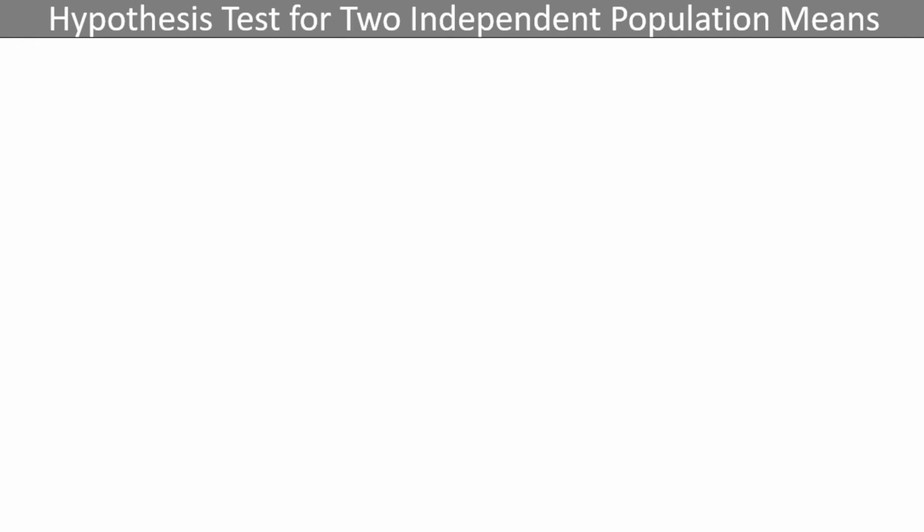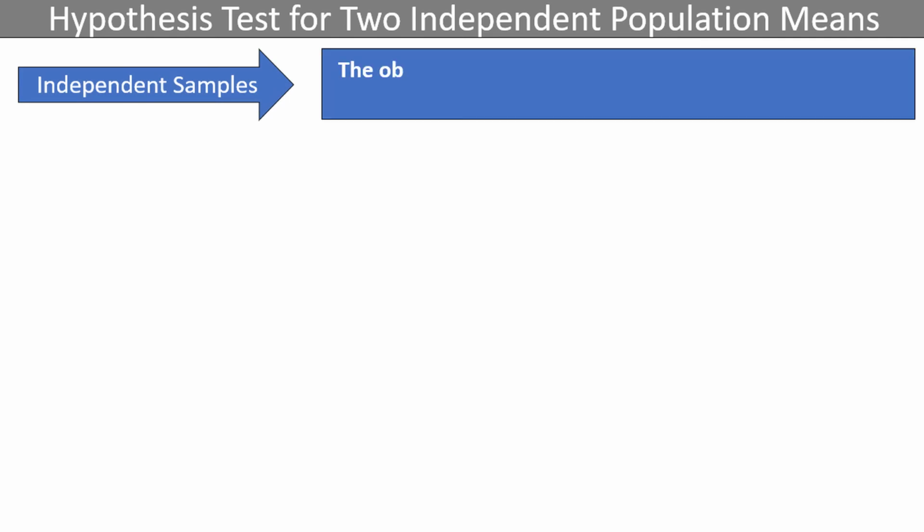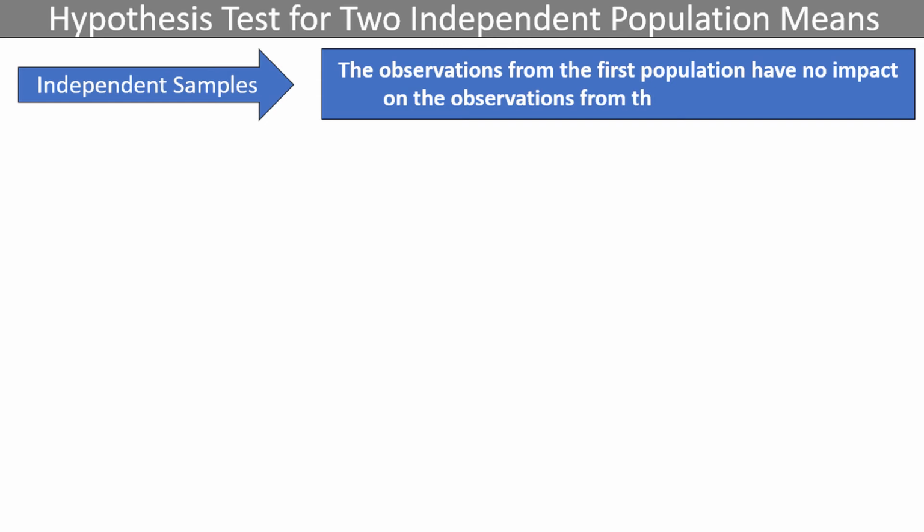Welcome, my friends! Today we will be discussing the hypothesis test for two independent population means using p-values. By independent, I mean that the observations from the first population have no impact on the observations from the second population. Examples might include data gathered from different schools or from different cities.